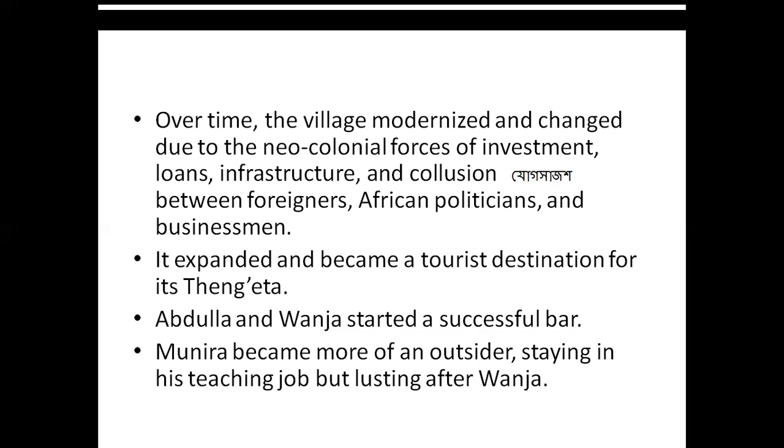So next time we see that Wanja had a relation first with Munira, next Karega, and here Abdullah. Wanja first started working at Abdullah's bar as a barmaid. Okay. And Munira became more of an outsider, staying in his teaching job, but lusting after Wanja. Munira had a fascination for Wanja, but she couldn't say.